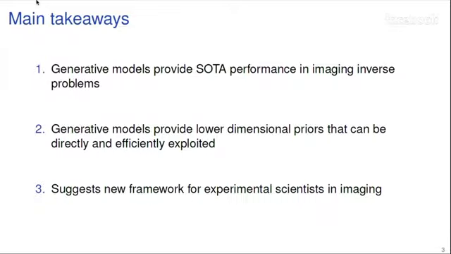In today's talk, I'm going to discuss a bit about their empirics and a little bit about why they seem to be performing so well. In particular, I'm going to try to argue that generative models provide lower dimensional priors that can be directly and efficiently exploited. Then I'm going to discuss how this has the potential to impact the imaging sciences and how experimental scientists can use deep learning and generative models to solve their own tasks.